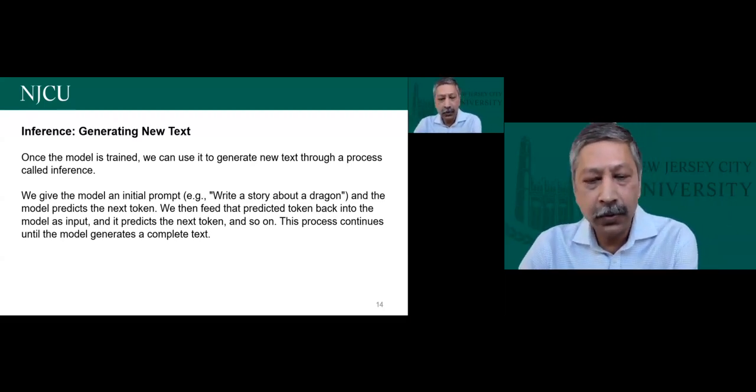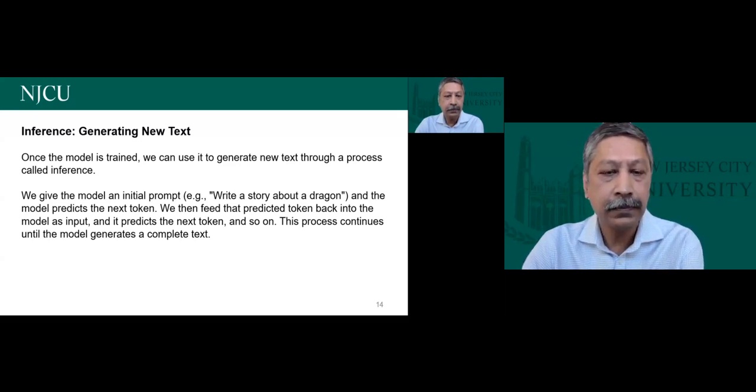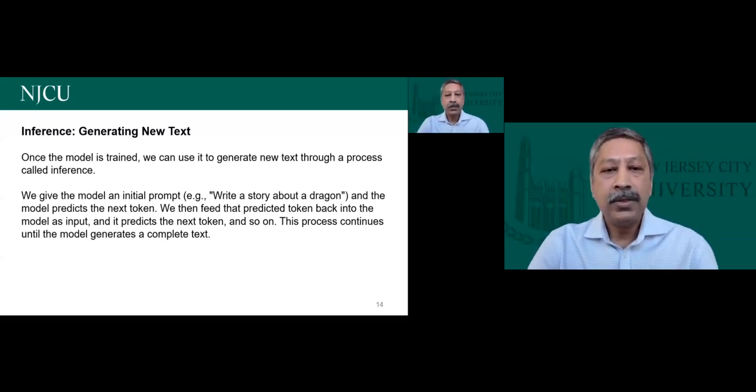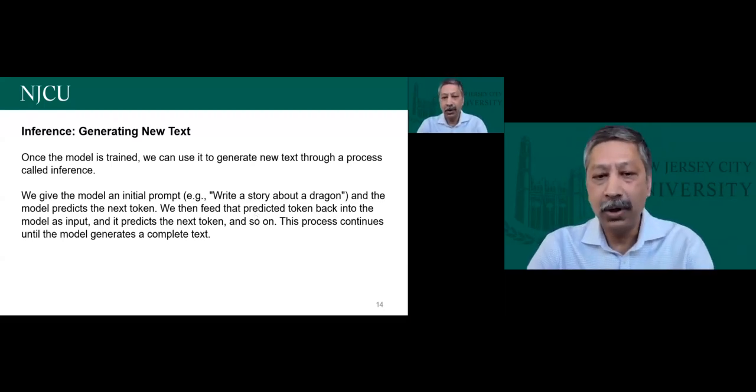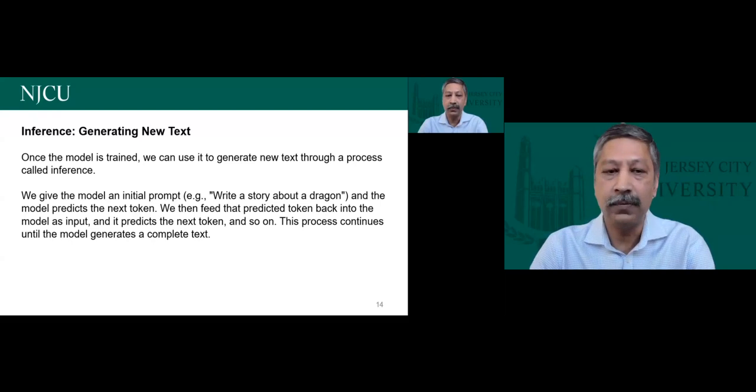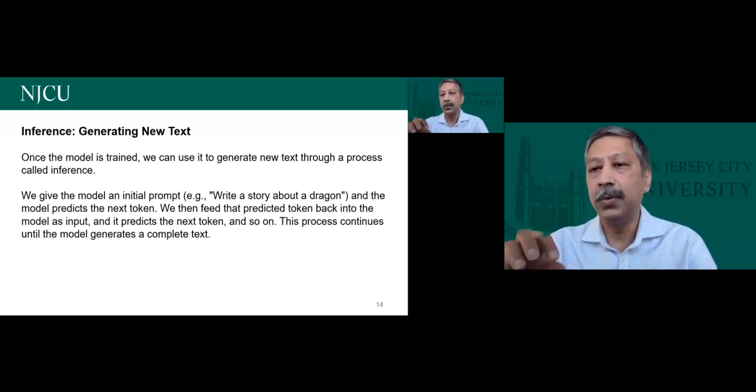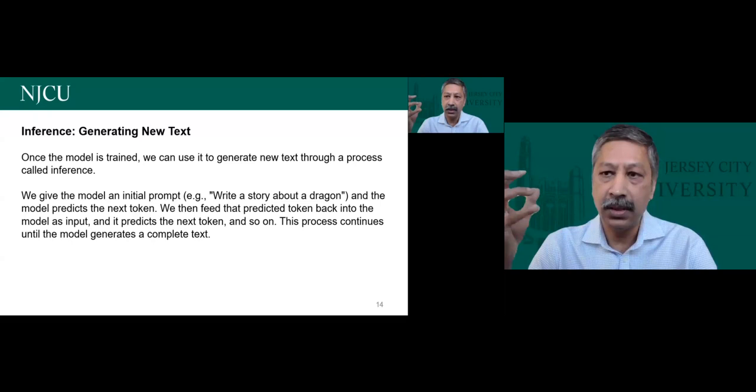Okay. So the next step is inference. How do we generate the new text? Once the model is trained, we need to generate new text, and this process is called inference. What we do is we give the model an initial prompt, and the model predicts the next word or the next token. Then we feed that token back and have the model predict the next token, and so on and so forth. This process keeps continuing until the model generates a complete text.